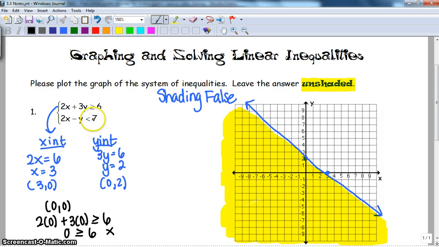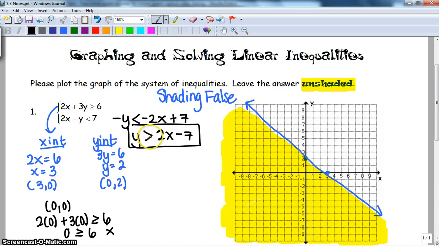Okay, and now we will do this one. This doesn't really look like a nice one to do by intercept, so I will just solve for y. And when I divide by my -1, I will flip the inequality symbol. Notice that we will have a dotted line this time. So down at -7, up 2 over 1. And dotted line.